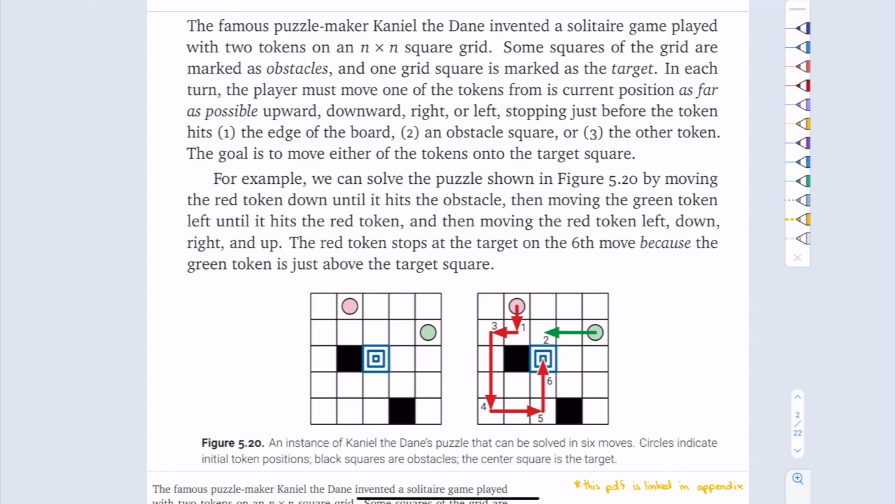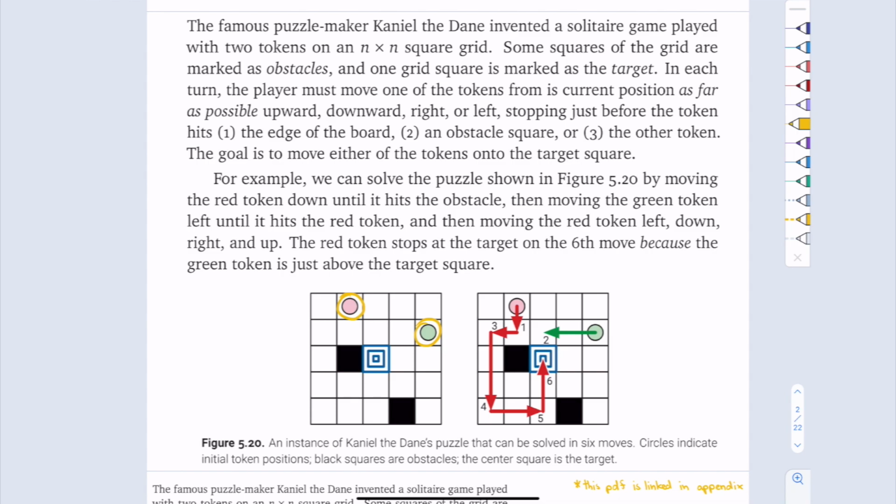I feel like I've played Game Boy games like this, like it's on ice or something. You slide until you hit the edge of the board, or you hit an obstacle square, or you hit the other token. So you can maybe try to cleverly bounce the tokens off of each other. The goal is to move either of the tokens onto the target square. In this example below, the answer is sketched on the right. You have these 2 tokens, red and green, and you want to get one of them to land on blue.